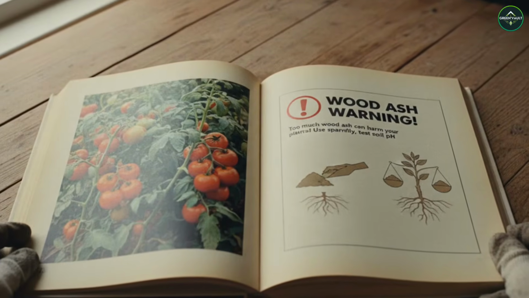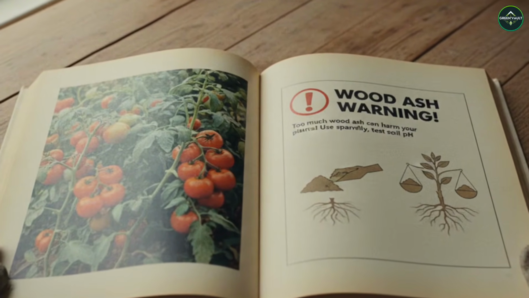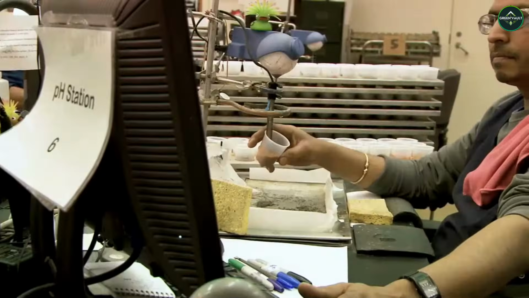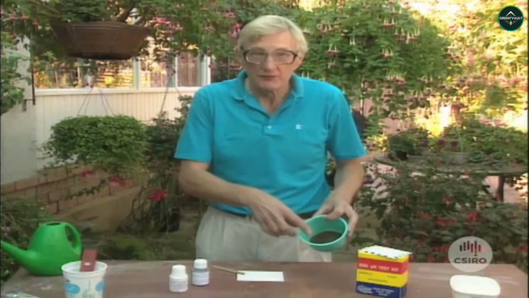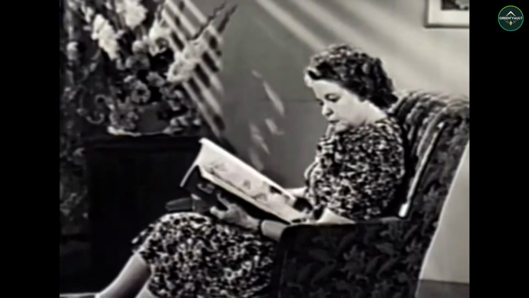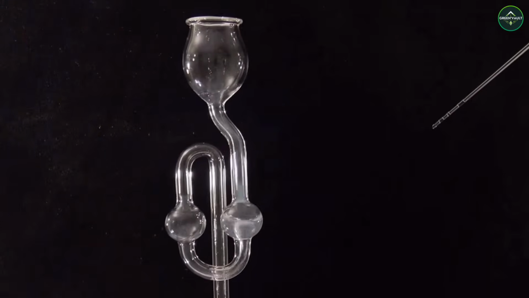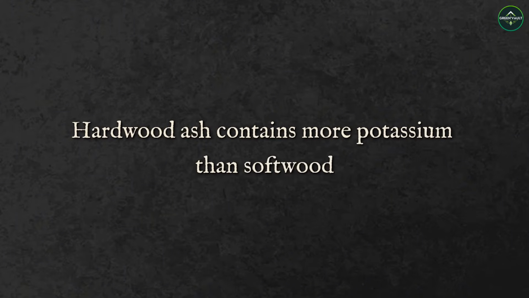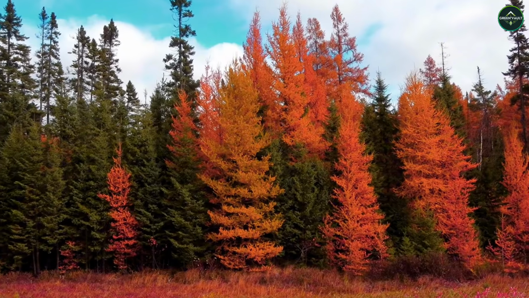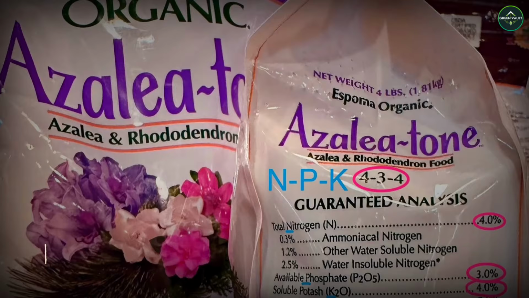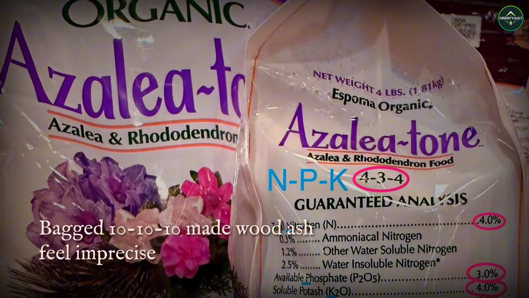After the 1970s, gardening guides began emphasizing caution around wood ash, warning about burn risk from its alkalinity and concerns that over-application could cause a pH imbalance. The language shifted from instruction to discouragement. Critics pointed to variability in nutrient content. Hardwood ash contains more potassium than softwood. Deciduous trees produce different ratios than coniferous. Burn temperature affects mineral concentration. Compared to bagged fertilizers with printed percentages, ash seemed imprecise.